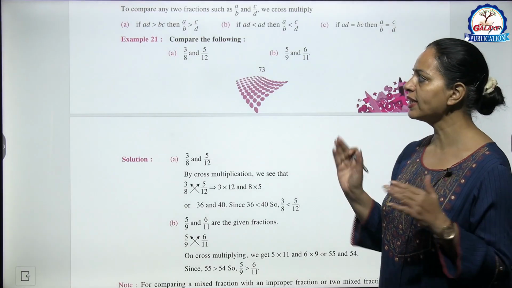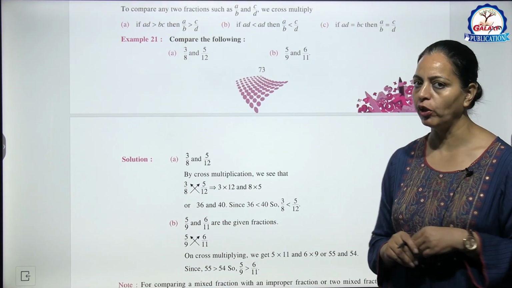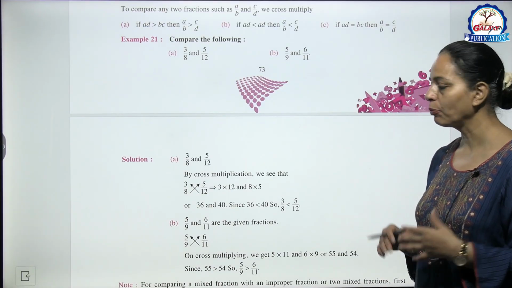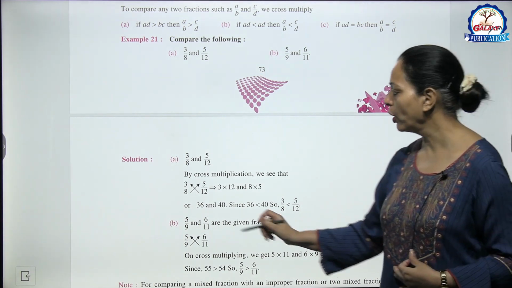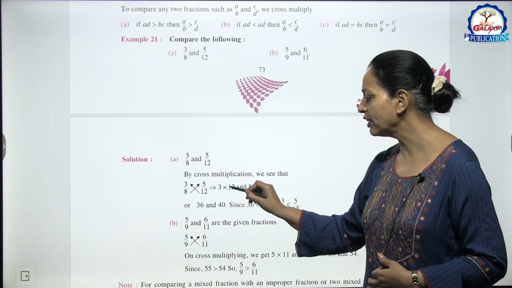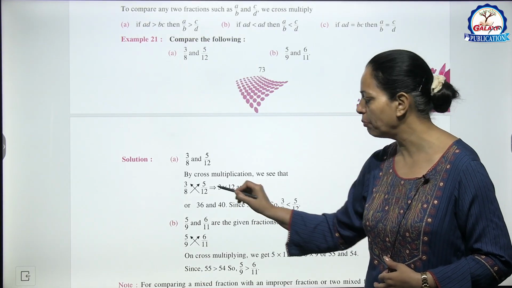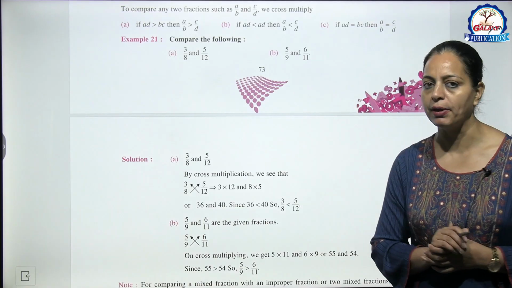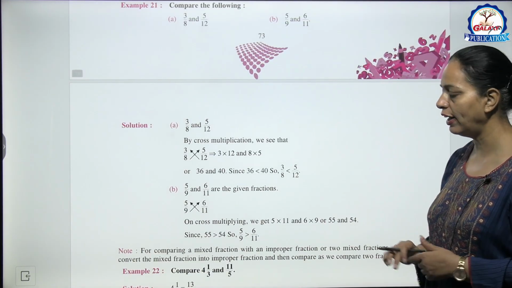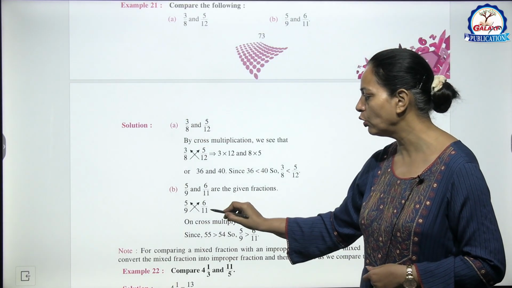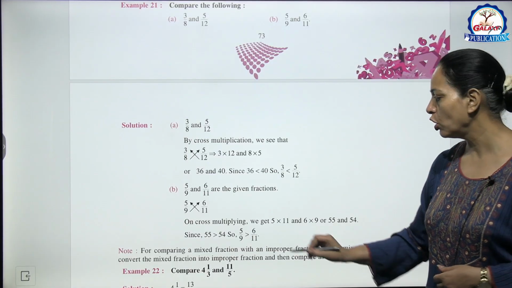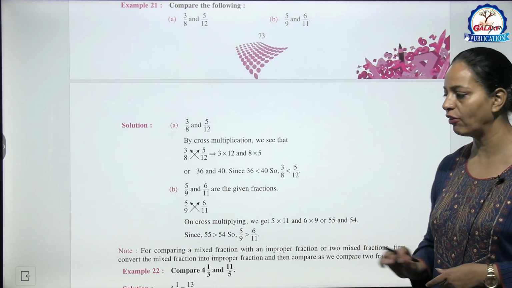Okay. Now see example 21. Compare the following, like A part 3 by 8 and 5 by 12. So we will cross multiply. So here 3 into 12 and 8 into 5. So 3 into 12 is 36, 8 into 5 is 40. It means the second fraction is bigger. Now B part 5 by 9 and 6 upon 11. Cross multiply 5 into 11, 6 into 9, 55 and 54. So it means the first fraction is greater.